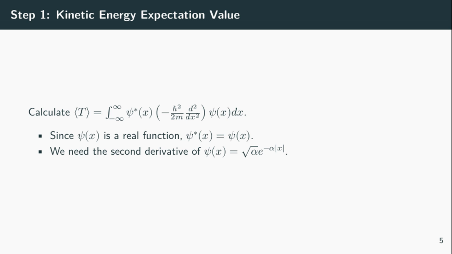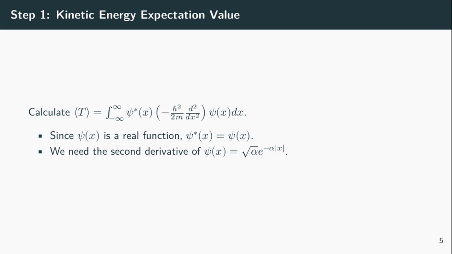We need to calculate the expectation value of the kinetic energy operator, which we'll call bracket T. That's the integral from minus infinity to infinity of psi star of x times minus h bar squared over 2m times the second derivative of psi of x with respect to x, all integrated with respect to x. Since our trial wave function psi of x is a real function, psi star of x is just psi of x, times minus h bar squared over 2m times the second derivative of psi of x.